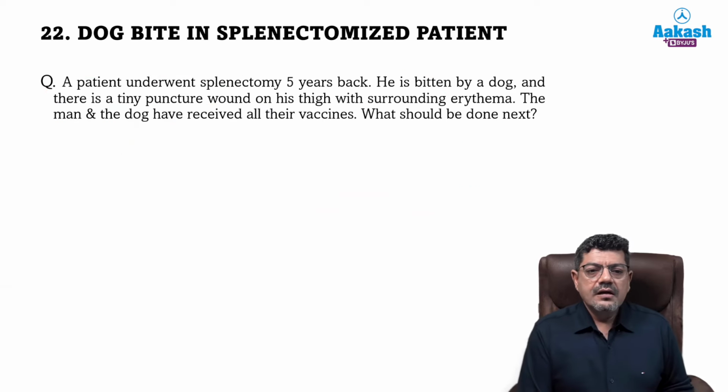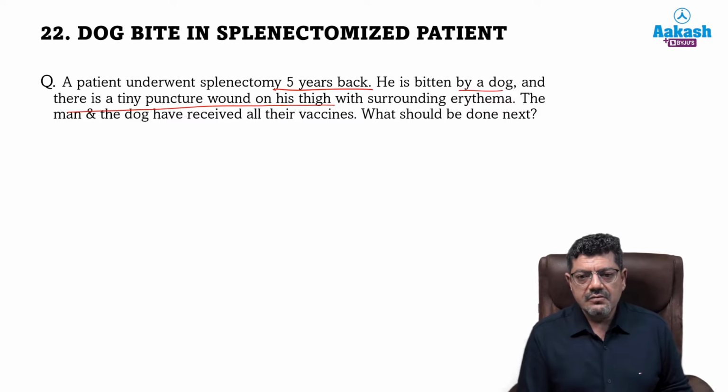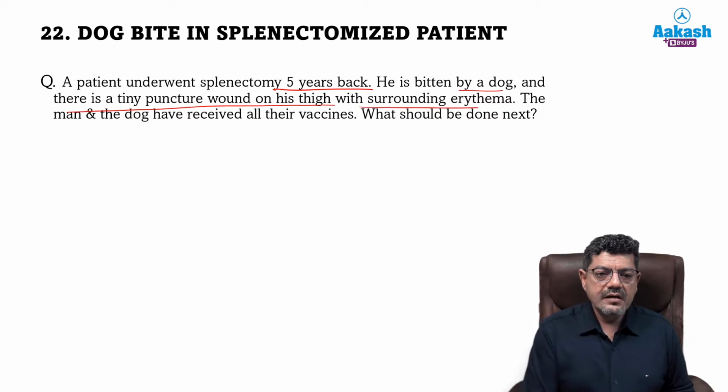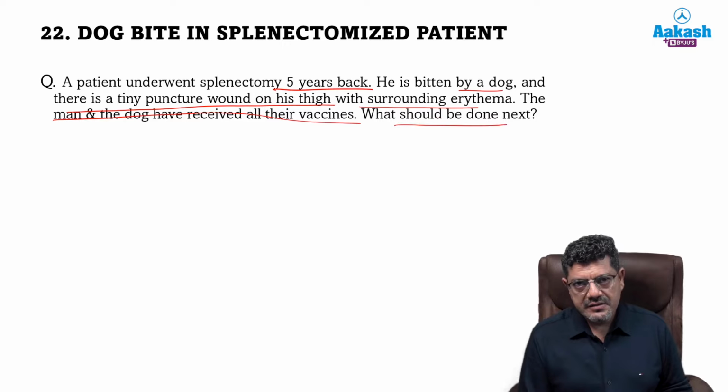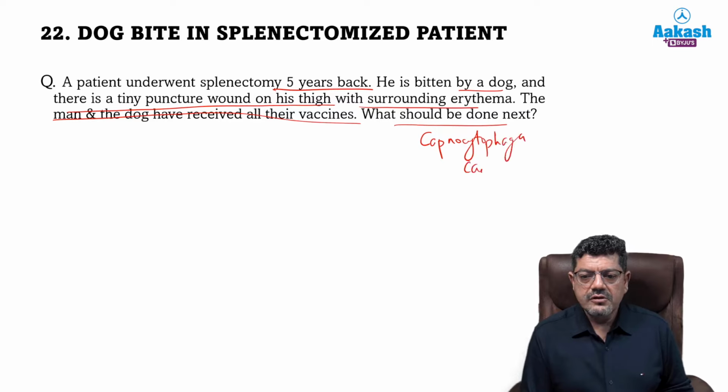Then they gave you a patient who underwent splenectomy 5 years back. He's bitten by a dog, and there's a tiny puncture wound on his thigh with surrounding erythema. The man and the dog have received all their vaccines. What should be done next? So what you're worried about is Capnocytophaga canimorsus.